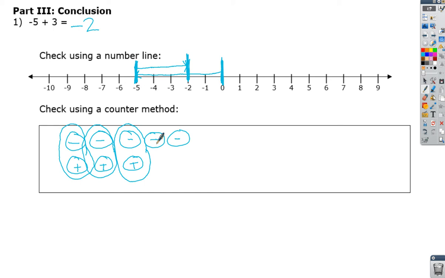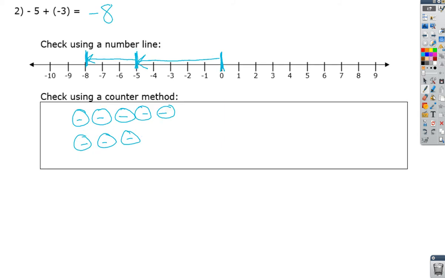And these are 2. We have 2 left. But it's important to look at our signs. These are 2 negative signs, so we have negative 2 as our answer. So go ahead and do 2, 3, and 4 by yourself and hit play when you're ready to go. Go ahead and pause.